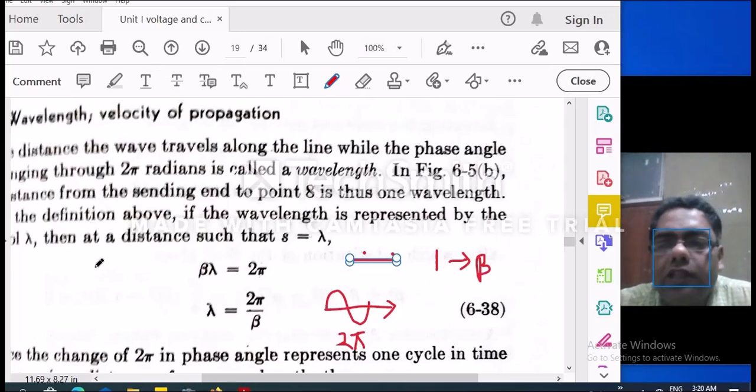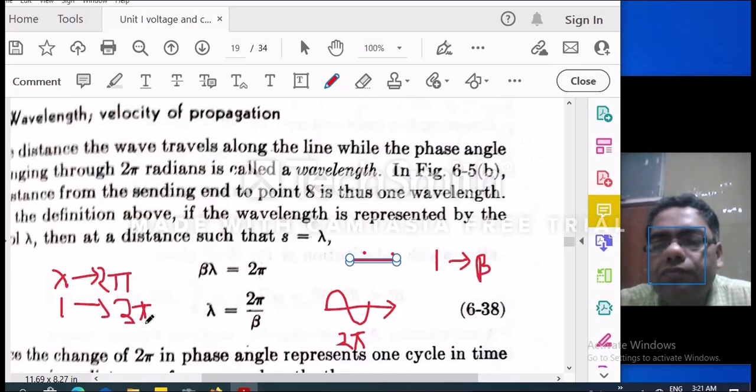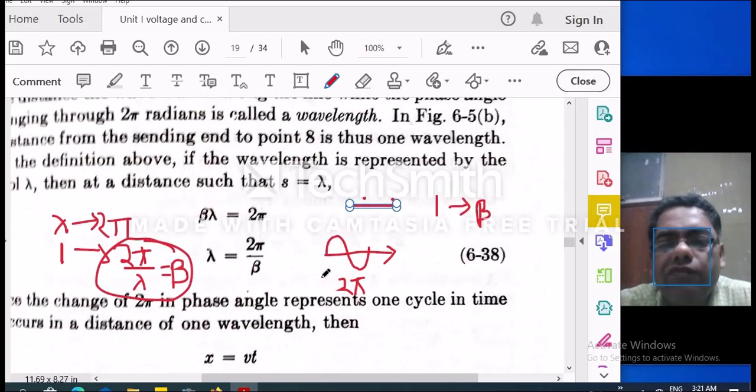Or we can say, when the wave travels lambda distance, the phase change is 2 pi. And when the wave travels unit distance, the phase change is 2 pi by lambda. This is only beta, because beta means phase change for unit length. So beta is 2 pi by lambda. This you have to keep in mind.